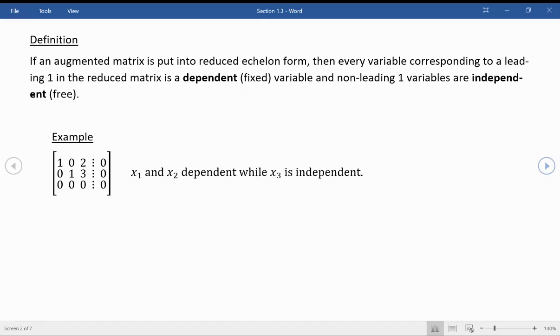So in this example, you can see we've got leading 1s for the first and second column, but we do not have a leading 1 in the third column because that row at the bottom has all zeros in it. So that would indicate to us that x3 is an independent variable or free. Just some different terminology there that we're adding in.